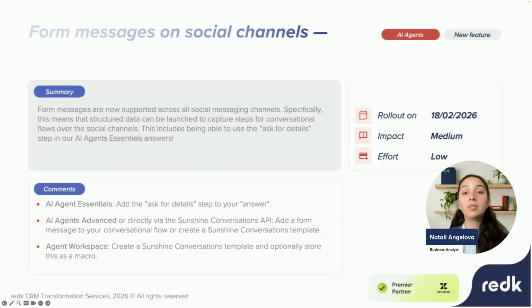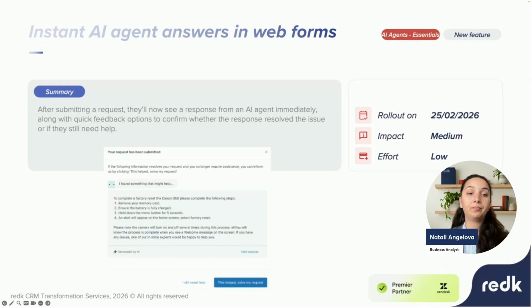The next steps depend on how you plan to leverage this new release. They will differ for all three: AI Agent Essentials, AI Agent Advanced, or directly via the Sunshine Conversation API or for Agent Workspace.